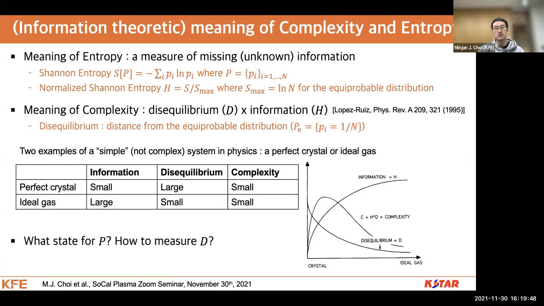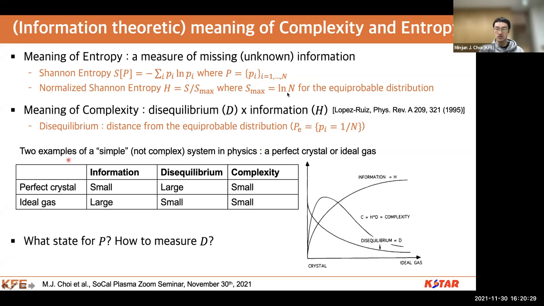Firstly, I'd like to explain the meaning of complexity and entropy used in this work. This is an information theoretic meaning. The meaning of entropy in information theory is a measure of missing information or unknown information. It is called Shannon entropy, and is given like this for a given probability distribution. In this work, we use the normalized Shannon entropy, which is simply S over S max.